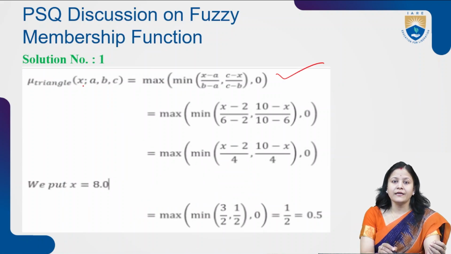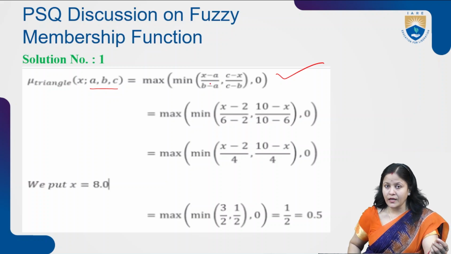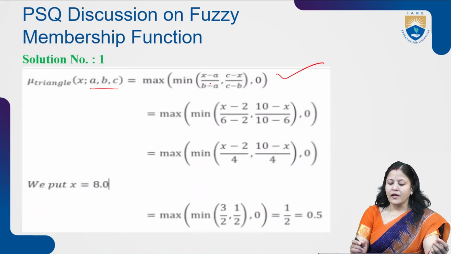Mu of triangle x semicolon A, B, C. That means for any value of x, by considering these three parameters, the formula for the triangular membership function is max of min of (x minus a) divided by (b minus a), that means when x lies between a and b, and (c minus x) divided by (c minus b), that means when x lies between b and c, comma 0. 0 means if x is less than a or more than c. So this is the formula.